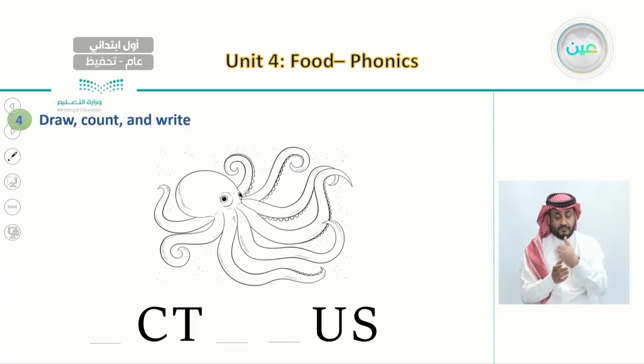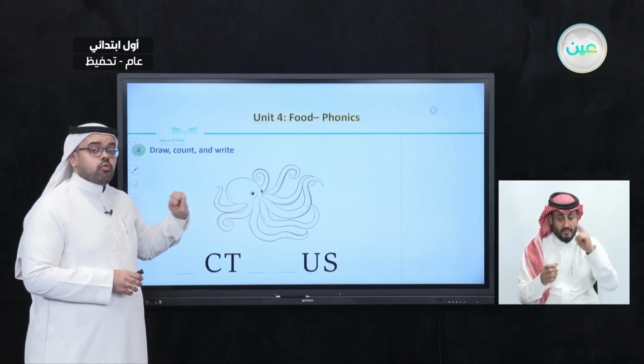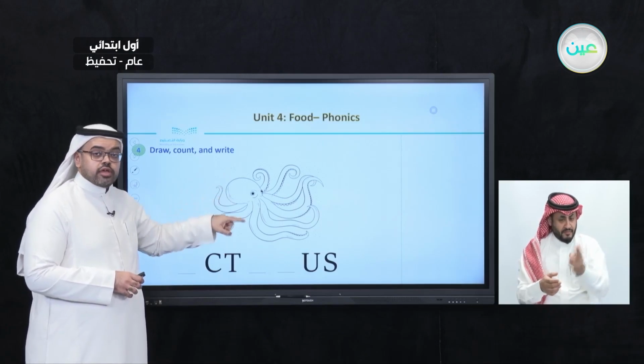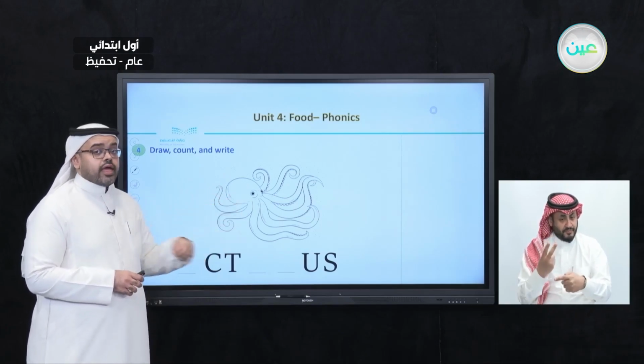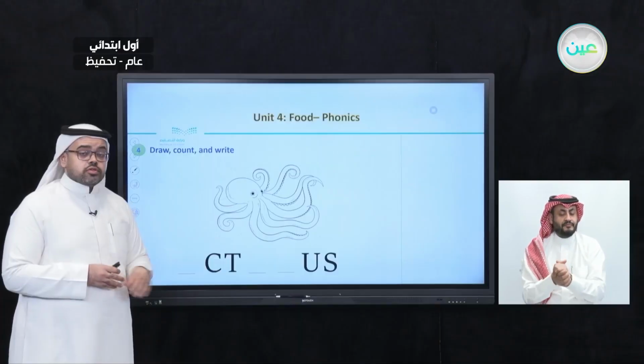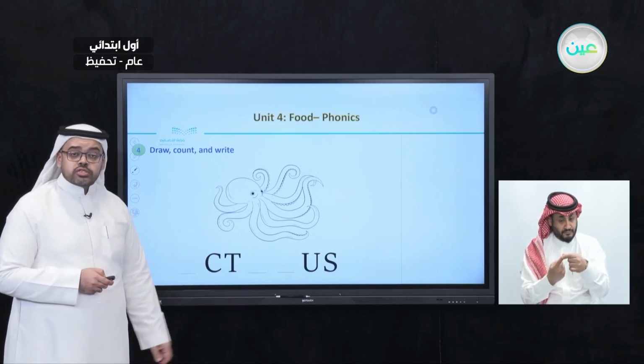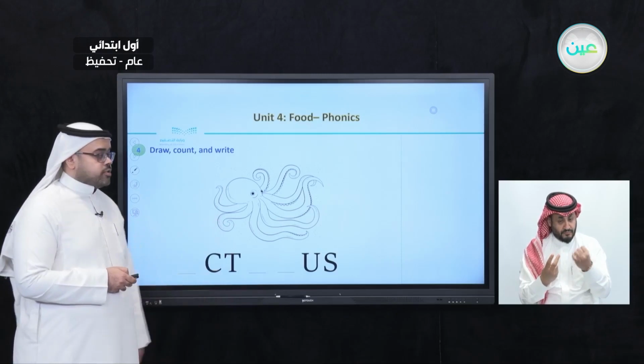And after this, the final thing we did is that we had this amazing drawing where we drew and colored this drawing, and after this we counted how many arms this octopus has. And after this, here we looked at this word and we wrote down the missing letter of the word octopus.